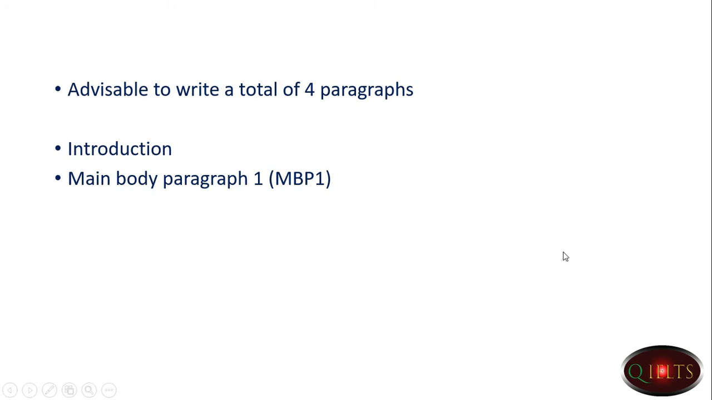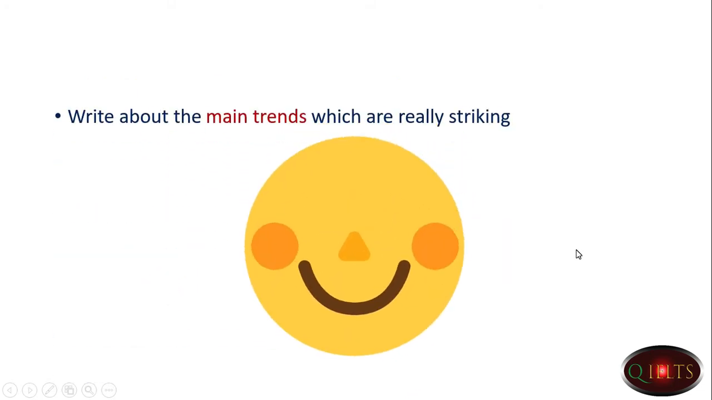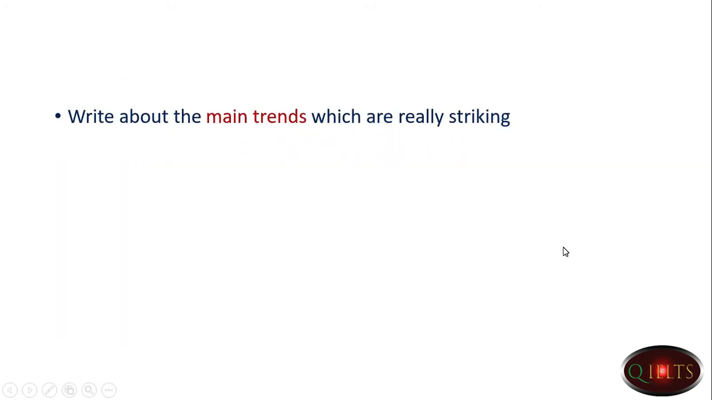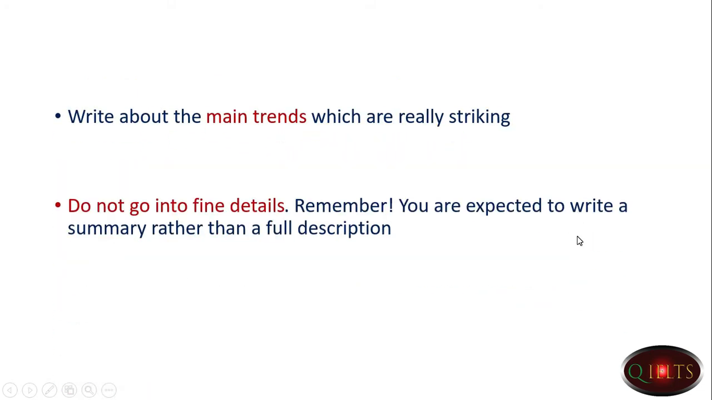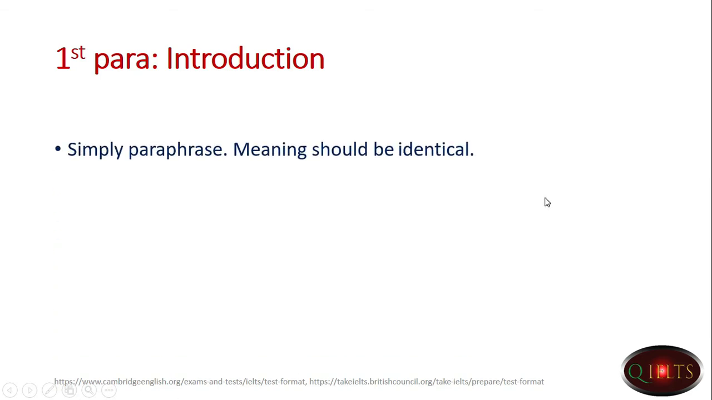Now, it is advisable to write a total of 4 paragraphs, the first being the introduction, then you have main body paragraph 1 and 2, and then you will end your Task 1 with a conclusion. You must write about the main trends which are really striking. You should not go into fine details because you are expected to write a summary rather than a full description of the given figure. Now, in the first paragraph, that is the introduction, you first of all simply paraphrase whatever statement is given for the writing Task 1.